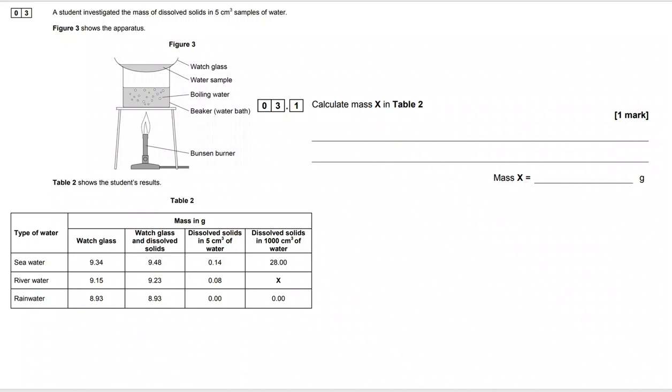This is AQA GCSE Chemistry. It's from the 2018 2H Higher Trilogy paper, and this is question 3. The whole question's going to come up first. You can pause as you go and try, and then review.